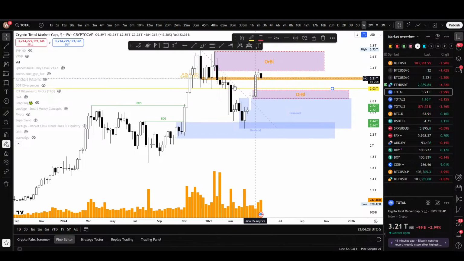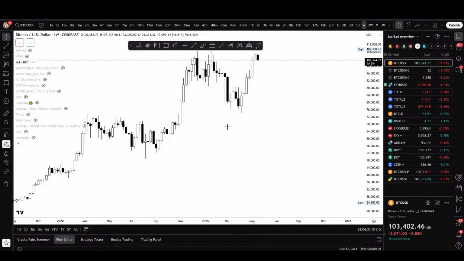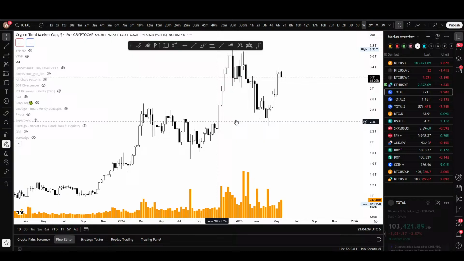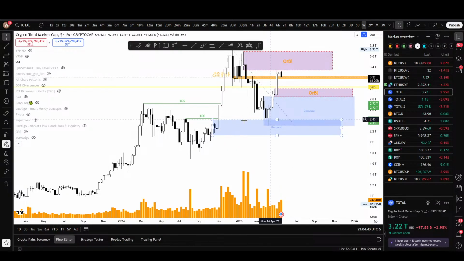So even though we didn't really get a mitigation on Bitcoin USD, like it didn't come all the way back down to mitigate this range, if we look at total, we did get a really nice bounce from this decision block here. We got an SFP on the weekly. We got a break of structure on the weekly. And so let's talk a little bit about structure.